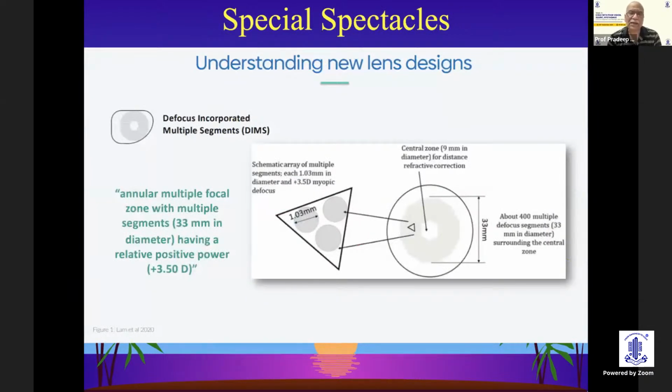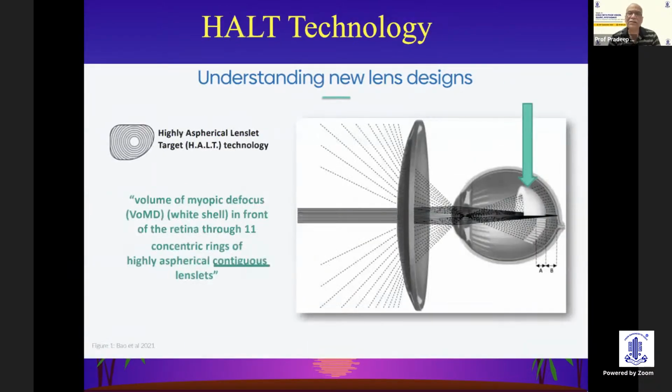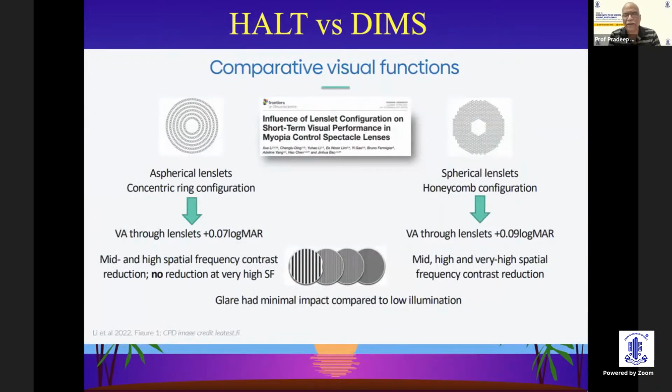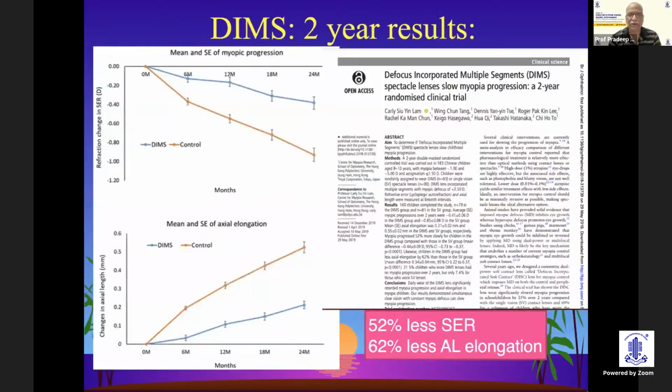We are now talking of special spectacle designs. One is the defocus incorporated multiple segments, known in short as DIMS. This has 1.03 millimeter diameter lenslets, which spare the central 9 millimeters, in a honeycomb appearance in the 33 millimeters. Similarly, there is HAL, the highly aspherical lenslet target technology, which creates a volume of myopic defocus, or a volume of myopic defocus in front of the retina, by 11 concentric rings. If you see the comparison, these two mechanisms have aspherical lenslets in a concentric configuration, and the other is in the honeycomb configuration.